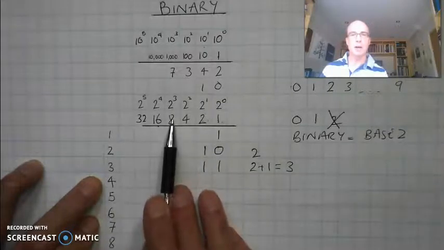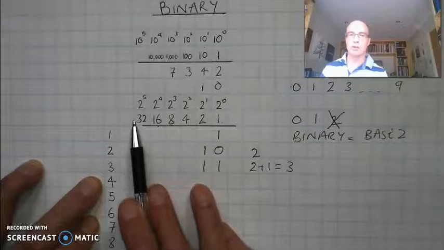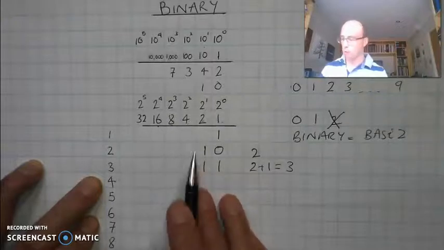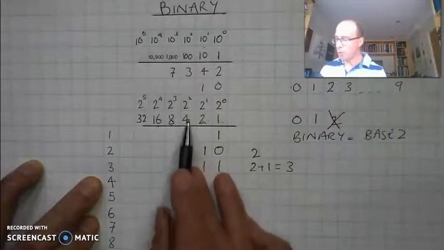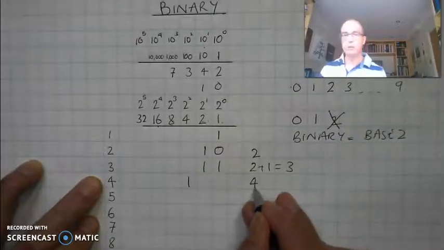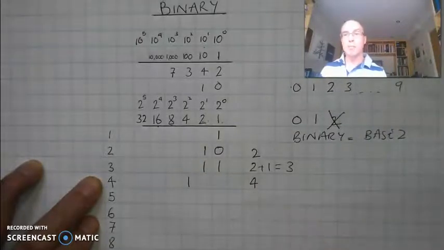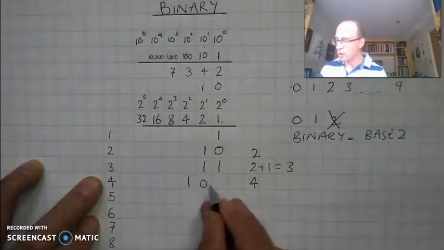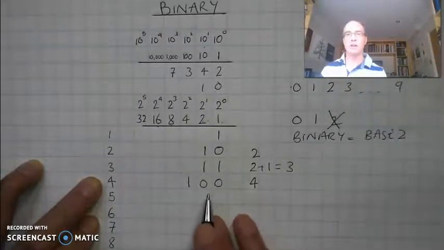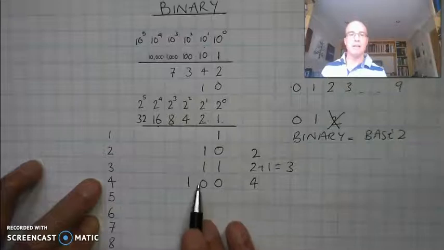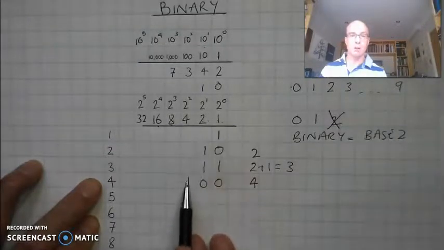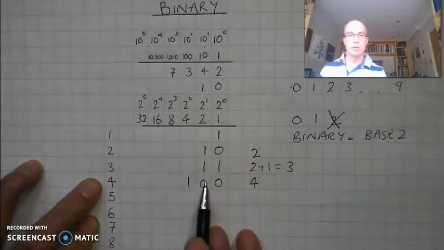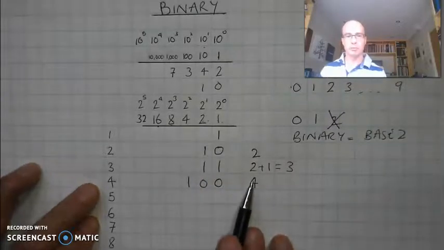So 8's too big, so I don't need any 8s or 16s or 32s, but I do need a 4. If I put the 4 in, then I'm actually already there, because one lot of 4 is equal to 4, and I'm finished. But I must remember to write my place values in, my 2 zeros, because if I haven't written those in, then I'm back to 1, 1. I haven't got 1, I've got one lot of 4. So 1, 0, 0 is equal to 4.